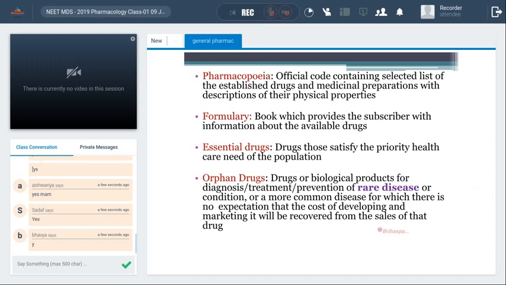Clear? Are these definitions clear for you? I don't want to spend too much time on these things. These are quite easy. Fine. Is it clear? Can I move on to the next slide?